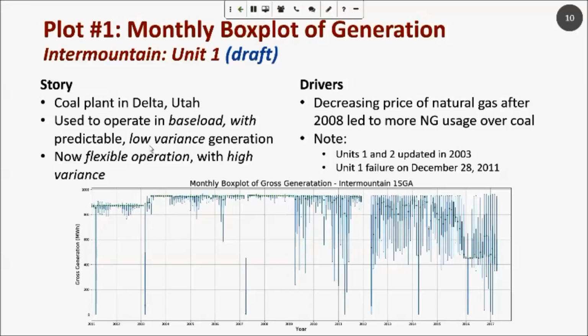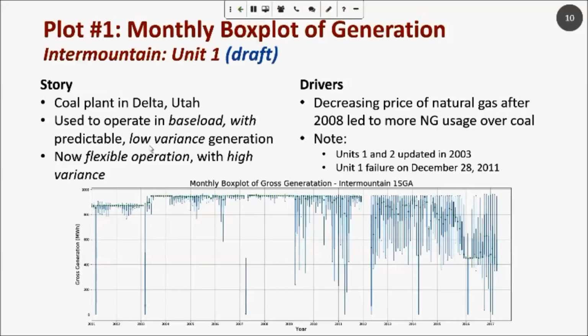Another interesting thing to note is that if you look at the end of 2011 here, you can see a gap in the generation when there's no data, and that indicates that the plant was off. And that, as it turns out, was actually because Unit 1 failed at the very end of 2011, and then was offline for about 4 months in 2012.